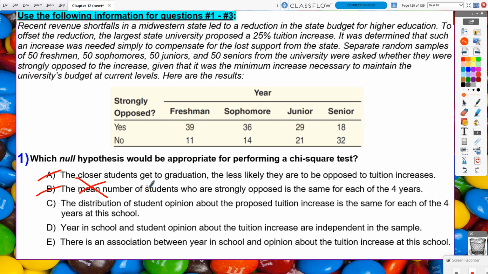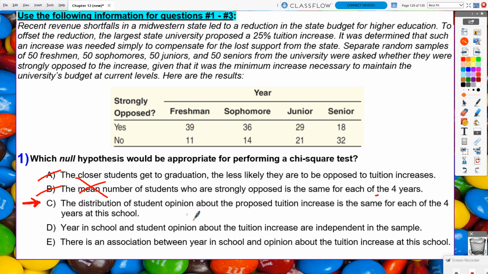C, the distribution of student opinion about the proposed tuition increase is the same for each of the 4 years at this school. Now, this really sounds nice because they're saying that it's the same for each of those 4 years for those populations at this school. So I'm definitely liking answer choice C here, but let's take a look at the rest.